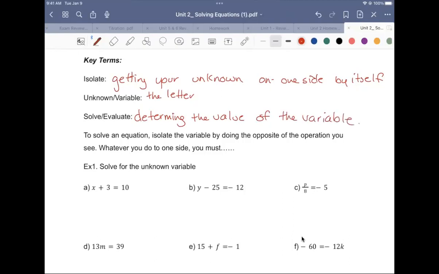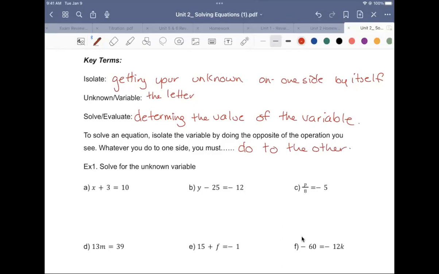So to solve an equation, essentially we are going to isolate the variable by doing the opposite of the operation that you see. One thing to remember, whatever you do to one side, you must do to the other. Something to keep in mind is that we're kind of going in reverse BEDMAS order.